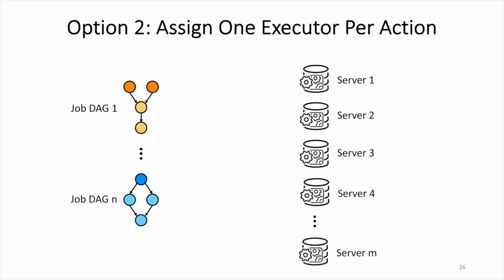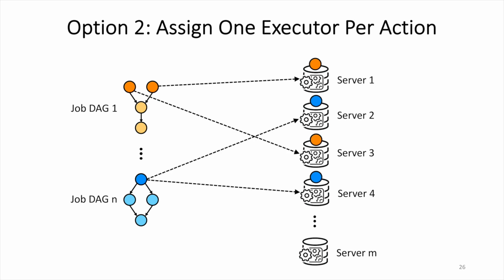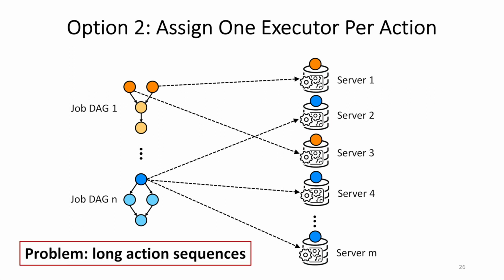Another option is to output the mapping through a sequence of actions. Each action decides the assignment of one node onto one server. Each action only needs to pick the node, so this reduces the action space to the number of nodes in the system. But this will lead to a very long action sequence because at each scheduling event, there can be as many actions as the number of free servers.